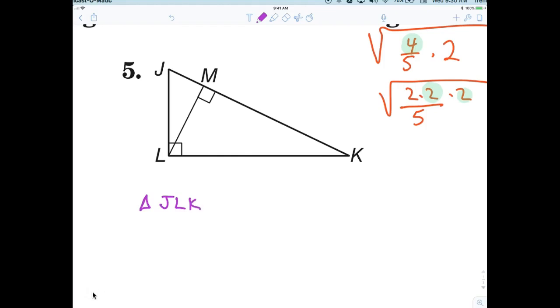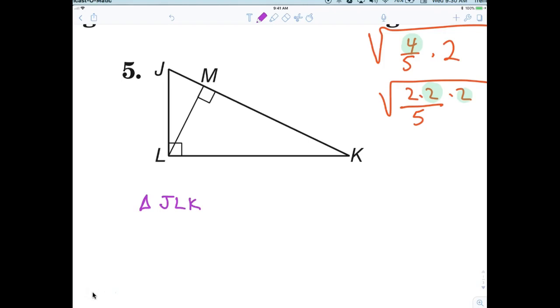And the reason why I'm not starting with the right angle is because I want to show you it doesn't matter. All right, it doesn't matter. Now, in this particular case, JL is the short leg. Does everybody agree with that?